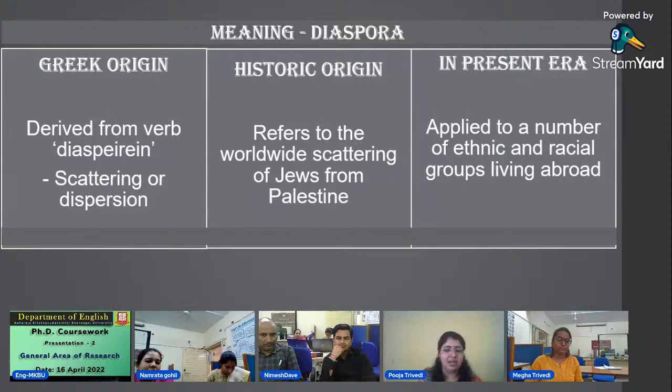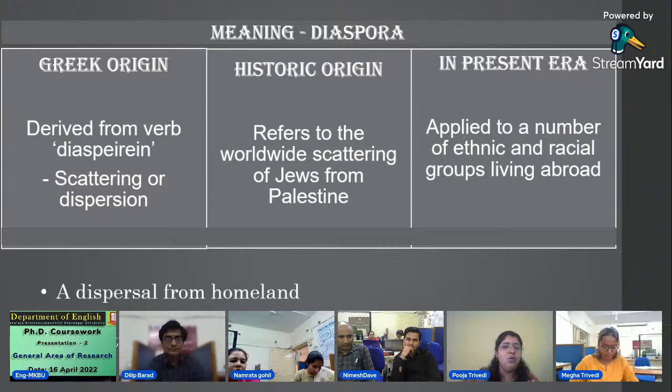In the present era, the term diaspora is applied to any number of ethnic or racial groups who live outside their homeland, who are living abroad. But when they live abroad, they have a different kind of feeling. For example, they are not in their homeland, so they feel sandwiched between the homeland and the new land.